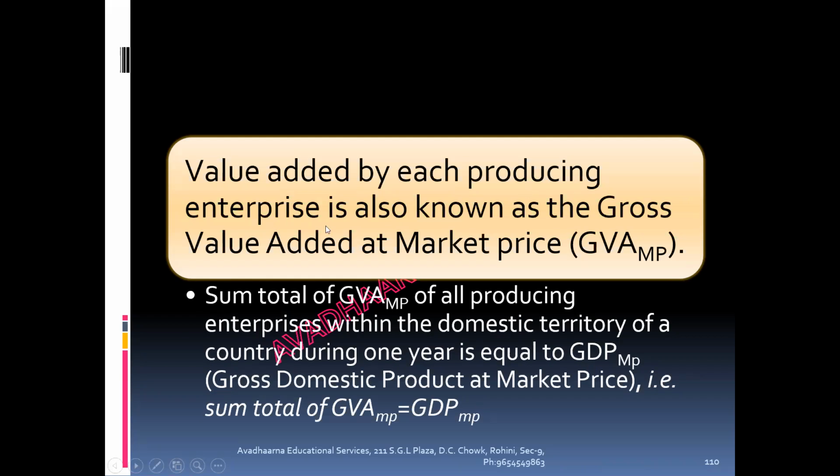Value added by each producing enterprise is also known as gross value added at market price. और बेटा जब हम वैल्यू एडेड मेथड से नेशनल इनकम को कैलकुलेट करते हैं तो हमारे पास आता है ग्रॉस डोमेस्टिक प्रोडक्ट एट मार्केट प्राइस. So the sum total of gross value added at market price by all producing enterprises within the domestic territory of the country during 1 year is equal to GDP at MP. And all the producing enterprises are going to be there in primary sector, in secondary sector, and in tertiary sector.